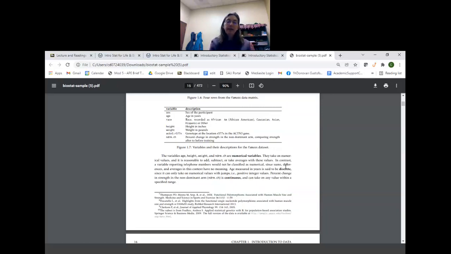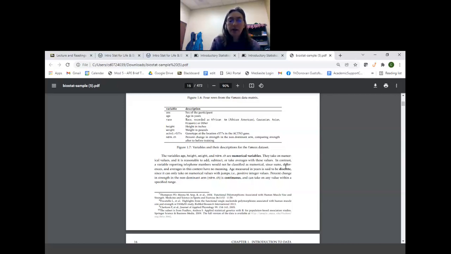And then underneath, they clarify which are the numerical variables. So age, height, weight, and NDRM.CH are numerical variables. They take on numerical values. So in other words, you can add, subtract, take averages, and so that matters. So in your assignment, you will be asked to give means and medians if it makes sense. So you will get that information, and you can get information on non-numerical variables. SPSS will give you a mean and a median, but it just doesn't mean anything.